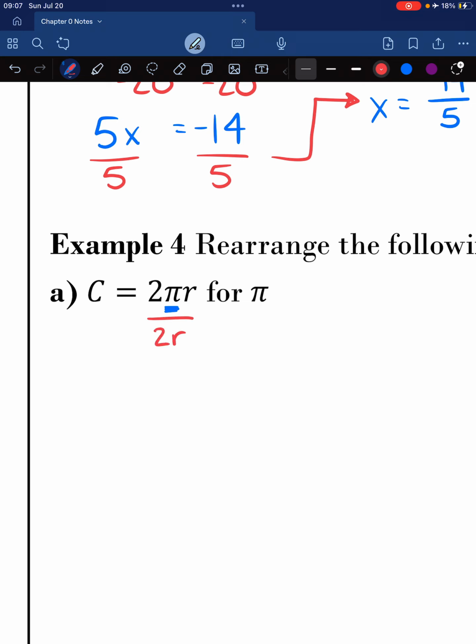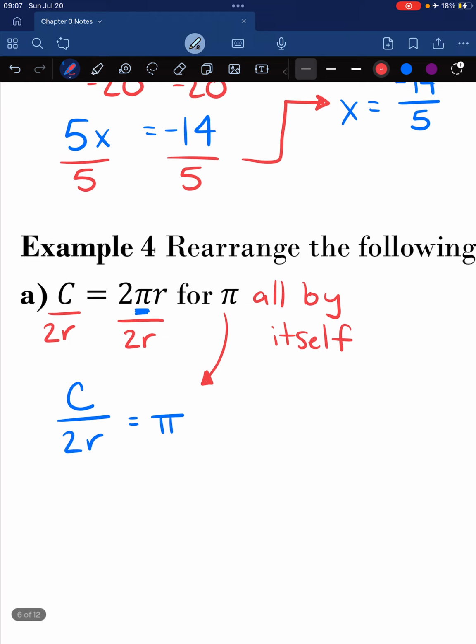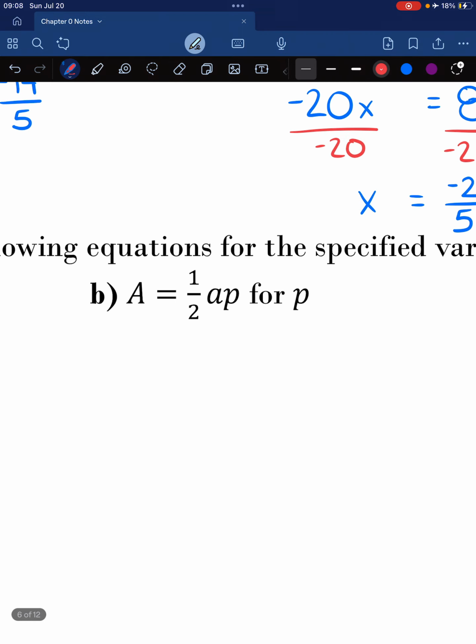And they're both being multiplied, so I can just divide by 2r to get rid of the 2r on that right side. So I need to divide the left side to leave the equation balanced. We end up with c divided by 2r equals pi. That is exactly what the directions told me to do. Solve it for pi all by itself is really what those directions mean. And there we go. We did it. One step. They're not all going to be one step.